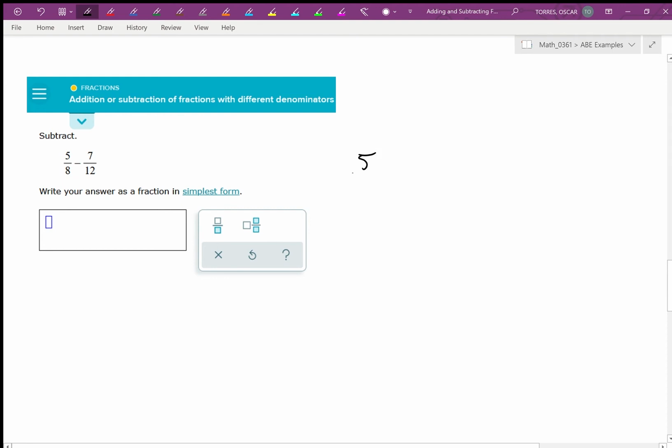For this problem, we have 5 over 8 minus 7 over 12. We need to find a common denominator, so I'm going to do what I've done in the previous examples. First, I'm going to count by 8s, and then I'm going to count by 12s. So I'll start at 0, and then I'm going to count by 8s. So my multiples of 8 are 8, 16, 24, 32, 40, and I'll do one more, 48.